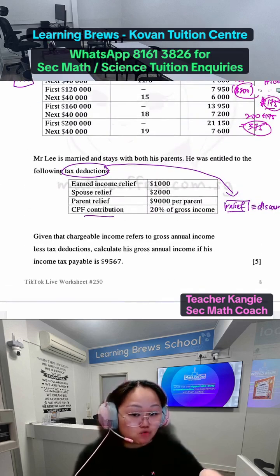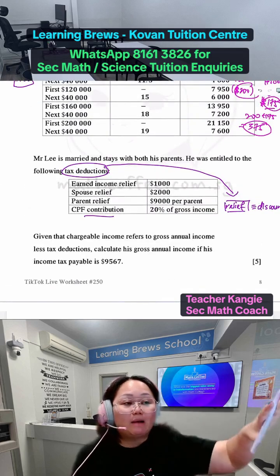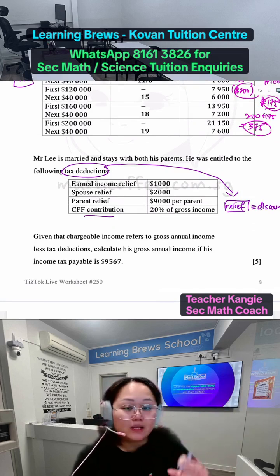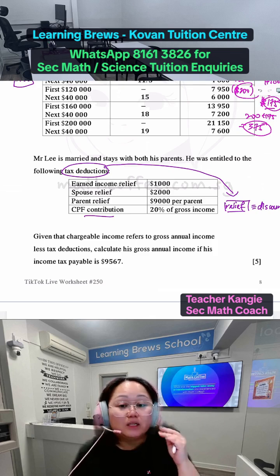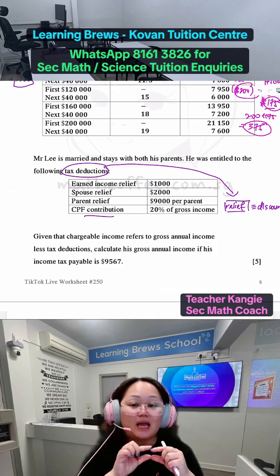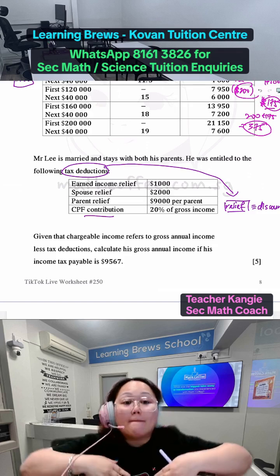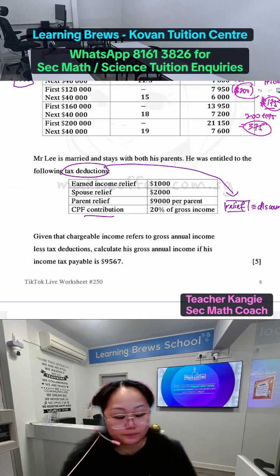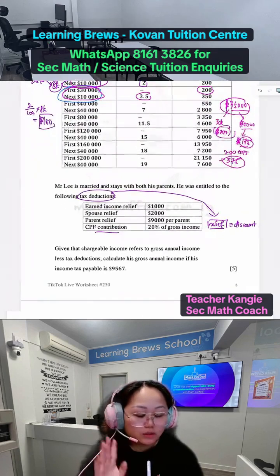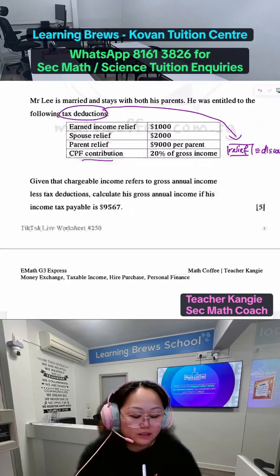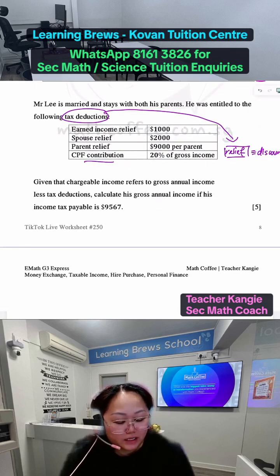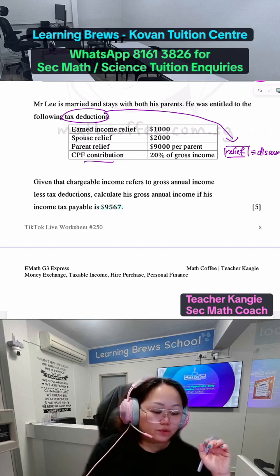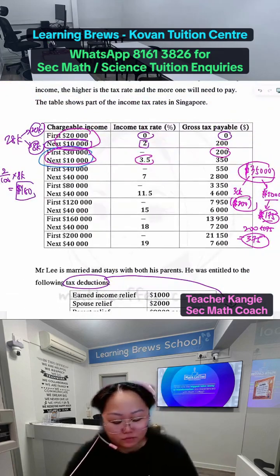Okay, so now this one is a little bit tricky. Usually they will tell you the annual income, then they give you the relief, and then you find out the chargeable income, and then you find out how much tax to pay, correct? This question I purposely asked my team to find, where they give you the tax that he has to pay to the government, and then you got to work backwards to find out what the annual income is. Okay? So first, you find out which row this income tax payable, which is 9567, belongs to. So let's go up and analyze.